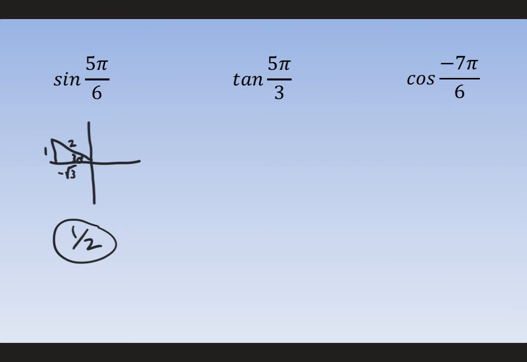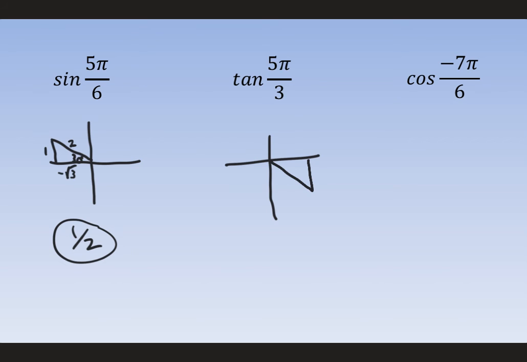All right, the next one, this one's 5 on top as well, but now the denominator is a little bit different. The denominator's 3. So when I see this, I think, hey, 6/3 is 2 pi would be right here. So 5/3 is just a little bit less. So we're drawing our angle in quadrant 4.